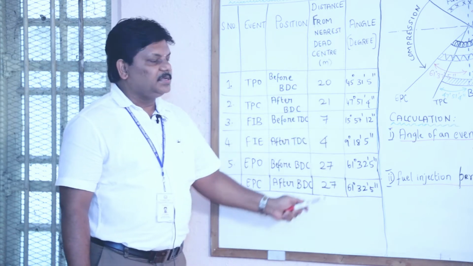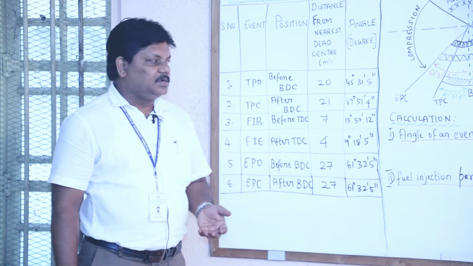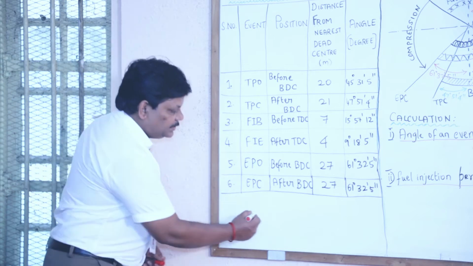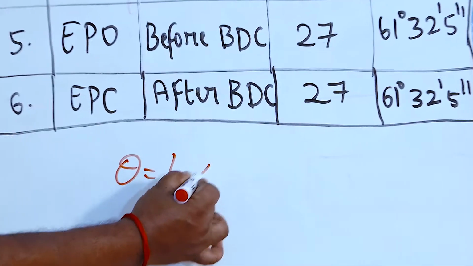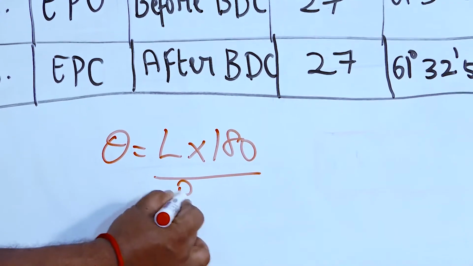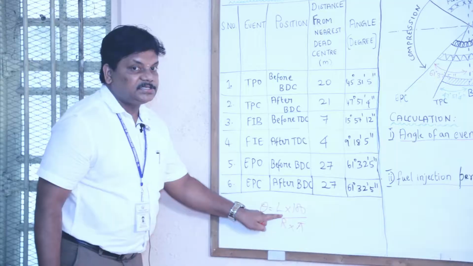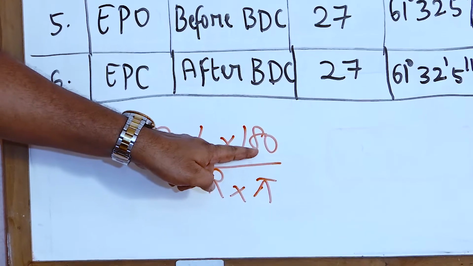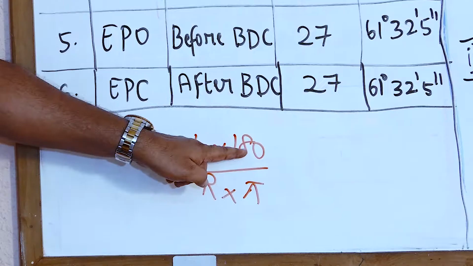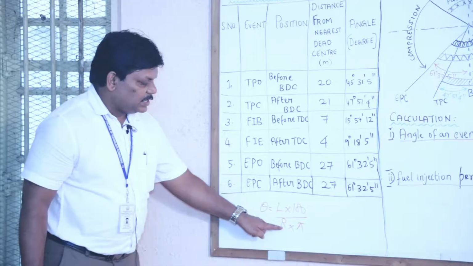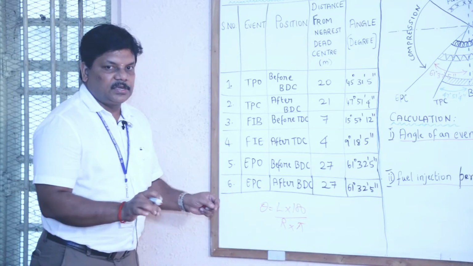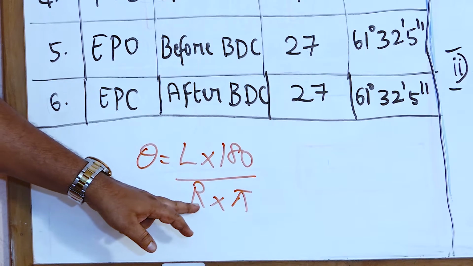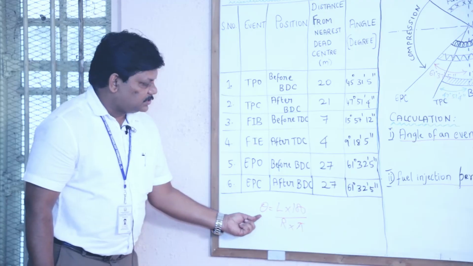This angular distance, that is the angle of event, can be measured by using the formula theta is equal to L into 180 divided by R into pi. Here L is the circumferential length with respect to its dead center, 180 is the normal stroke period, and R is the circumferential radius. If you measure the circumference, you can easily find that circumference is equal to 2 pi r, and from that you can find the radius into pi. So this is the formula meant for the angle of event.